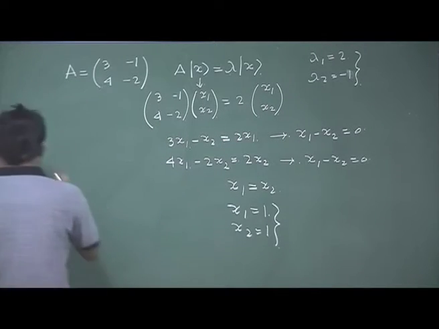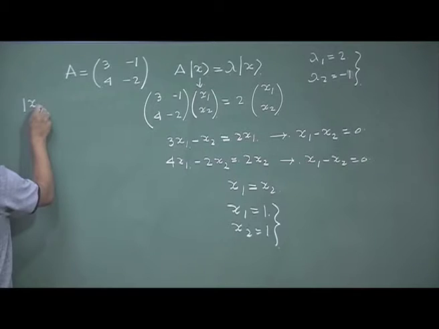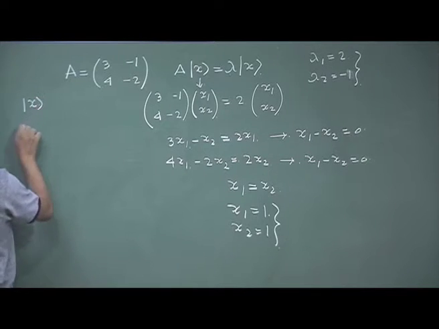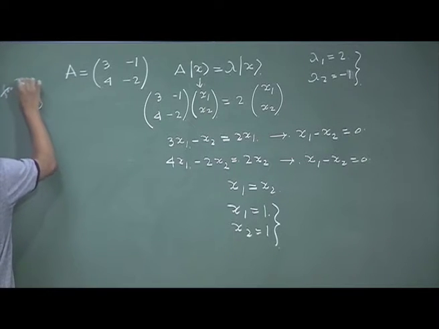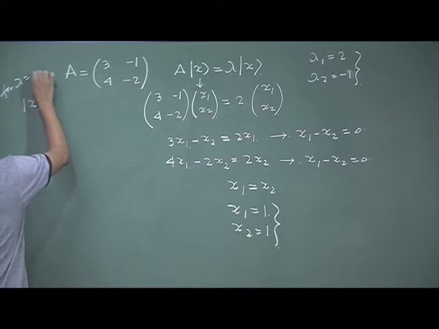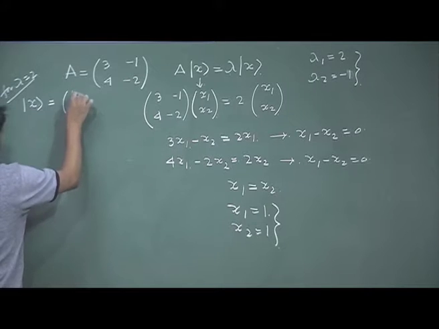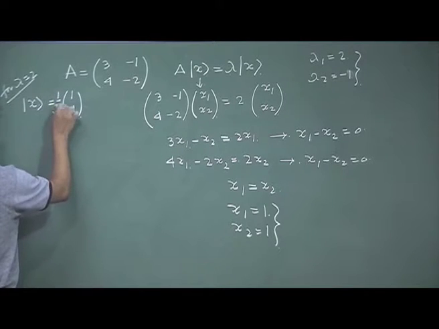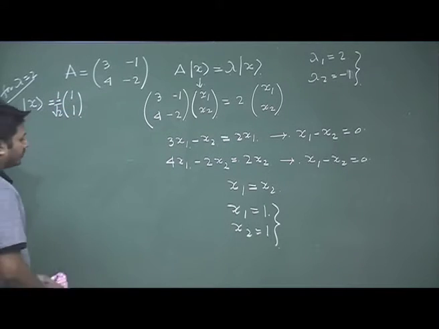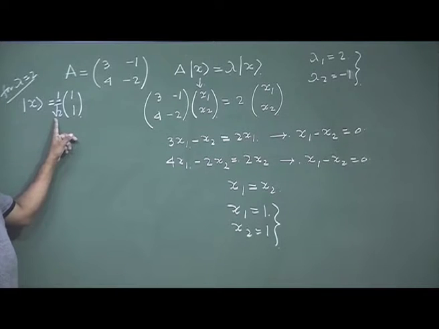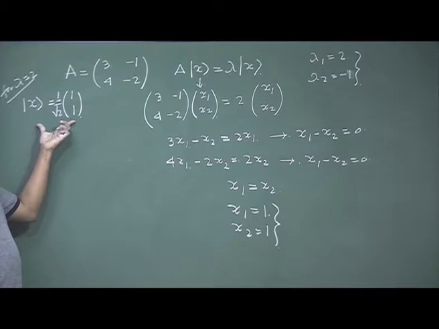So let me write it here. So my first eigenvector for lambda equal to 2 is 1 1. I normalize that, so I make it 1 over root 2. I normalize that. So this is my first eigenvector.